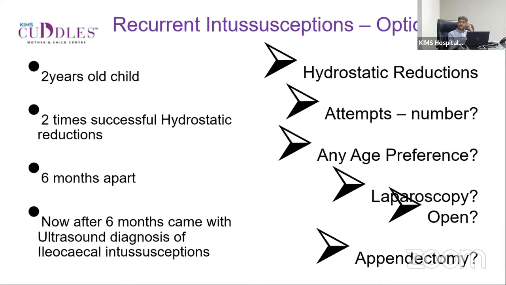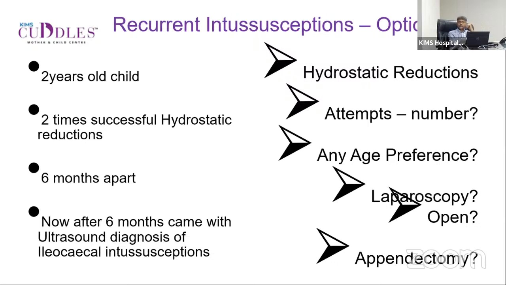Then we had various options in our heads. Should I go in for hydrostatic reduction? The parents are so happy with me. If I tell them, let's do a hydrostatic reduction, they know my success rate; definitely they'll say, yes, go for it. But should I give that option? I said no. Especially, I was talking about the number of attempts. When hydrostatic reduction has been done 2 or 3 times, preferably we should not go for one more. We should start thinking: is there any lead point? Is there any other reason why it is happening like that?